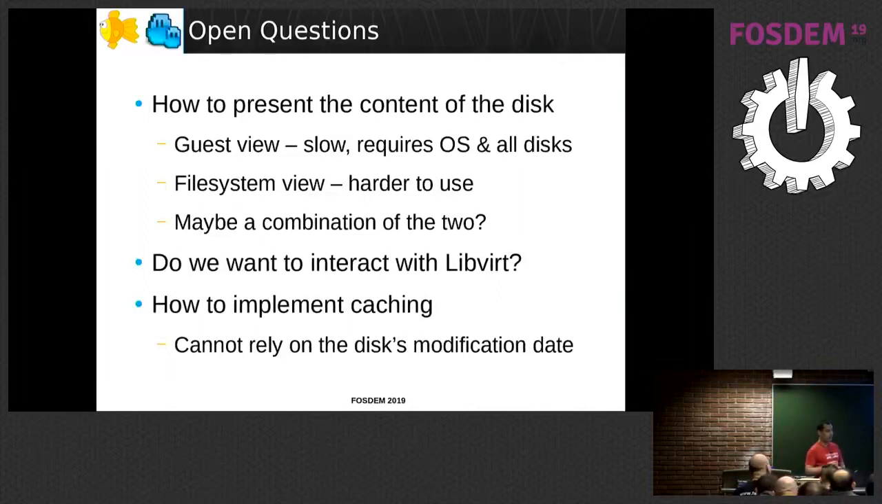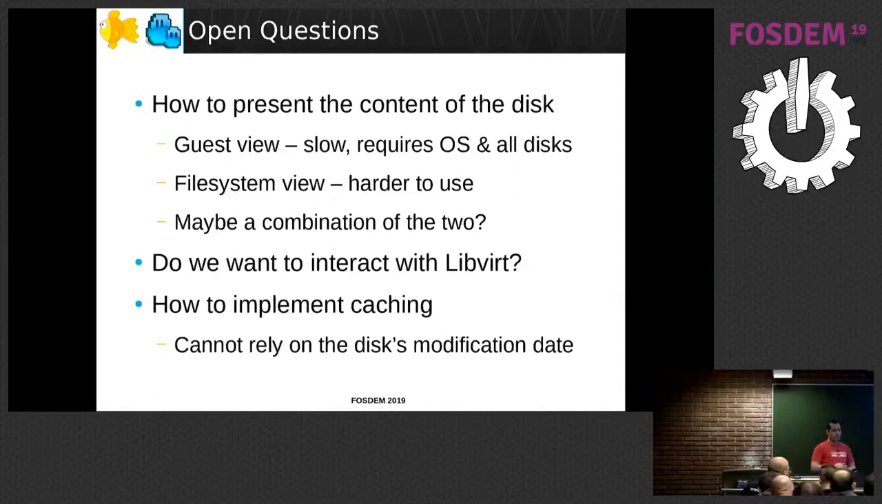Alternatively, we can provide a file system view, list all the file systems, and list the content of each of them separately. That way we will not suffer from the drawbacks I mentioned before, but it is harder for end users because users don't necessarily know on which file system the file they are looking for resides. They know where it resides only from the guest point of view. So my current plan is to combine those two views, to provide both of them to the user and let the user decide which one he wants to use.